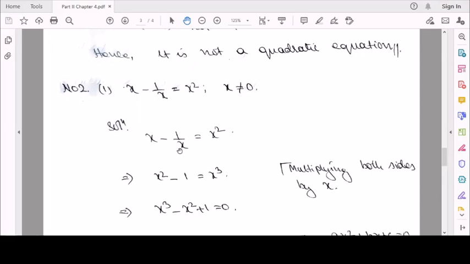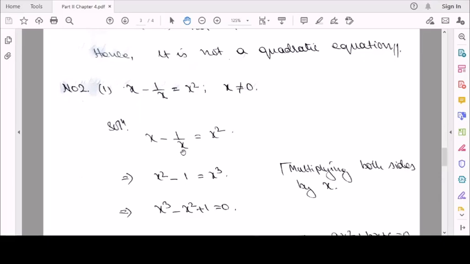To get rid of this x, what we'll do, we'll multiply throughout the equation by x. When you multiply x with x, you'll get x squared. 1 by x multiplied with x gets cancelled, you'll get only 1, and x squared multiplied with 1, you'll get x cubed.